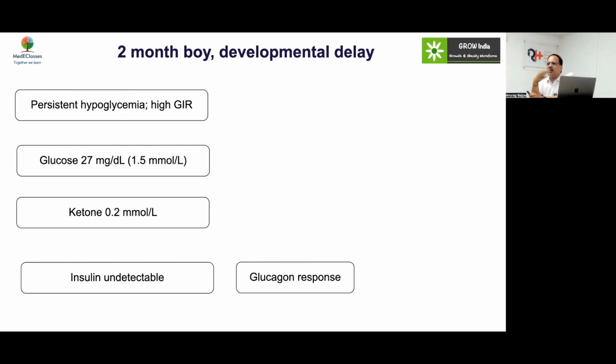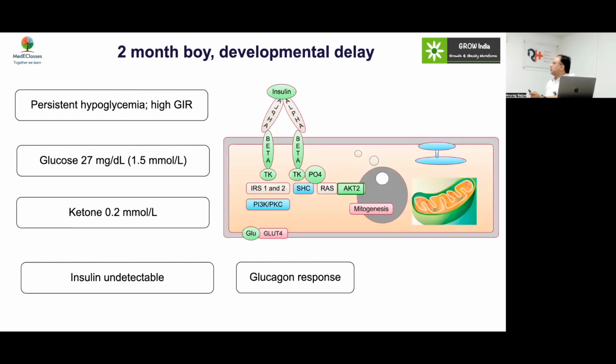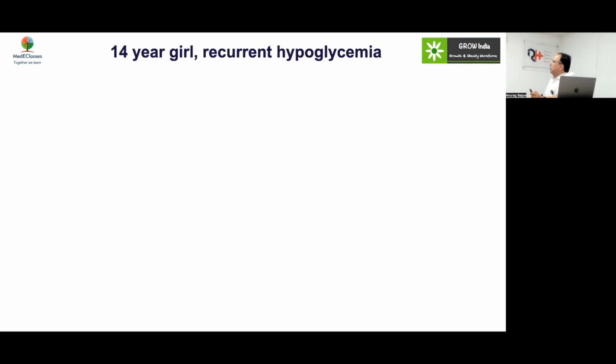LH is not there, but it is acting. TSH is not there, it's acting. So receptor or post-receptor problems. So this could be an AKT2 defect. This is a very rare but interesting scenario in which your downstream pathway of insulin is working. So this is like a GNAS1 defect, like McCune-Albright, like testotoxicosis, a similar sort of activating mutation, you can say.